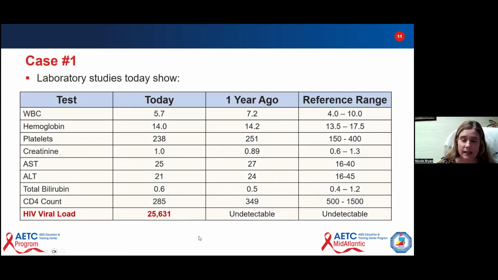So his laboratory studies today show that his total white blood cell count is normal. It's 5.7. Hemoglobin's good. Platelets are good. Creatinine's normal at 1.0. AST and ALT, his liver enzymes look good. CD4 count is okay, it's over 200. But there's his viral load at about 25,000. A year ago, these were his results. A year ago, he was undetectable with his viral load, and his other numbers were similar.